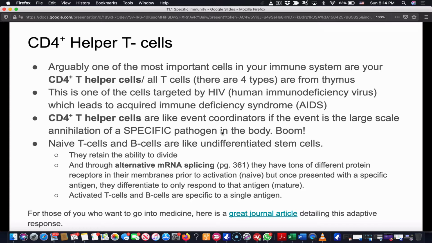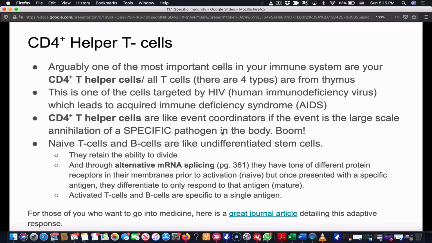So basically, they're produced in the thymus, which is part of your lymphatic system, and you'll find them in lymph nodes and other lymphatic tissues and organs. B cells and T cells both start out as naive cells. Think of them kind of like undifferentiated stem cells, because they both retain the ability to divide and proliferate. They then will differentiate into different types of cells.